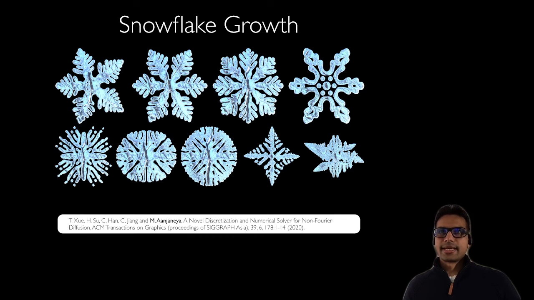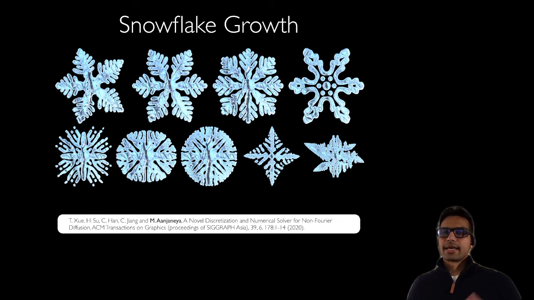The example that really fascinates me is Snowflake Growth that we explored with this model. I should mention here that CF diffusion is a general model of diffusion, so it can simulate both Fourier diffusion as well as non-Fourier diffusion. With CF diffusion, we can get these top patterns which are symmetrical, and these are common patterns that we see through Fourier-based models. But we can also get asymmetrical patterns such as those shown at the bottom through non-Fourier models.